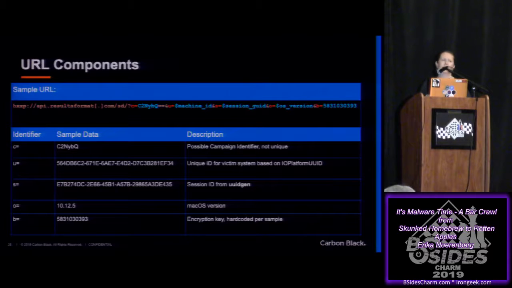And then that encryption key. So it's B equals, and there's that encryption key that we saw in the very first sample. They actually pass that into this URL, again, probably for tracking of some sort. And given that it's based on a timestamp, maybe they're using that for tracking campaigns. I don't know.